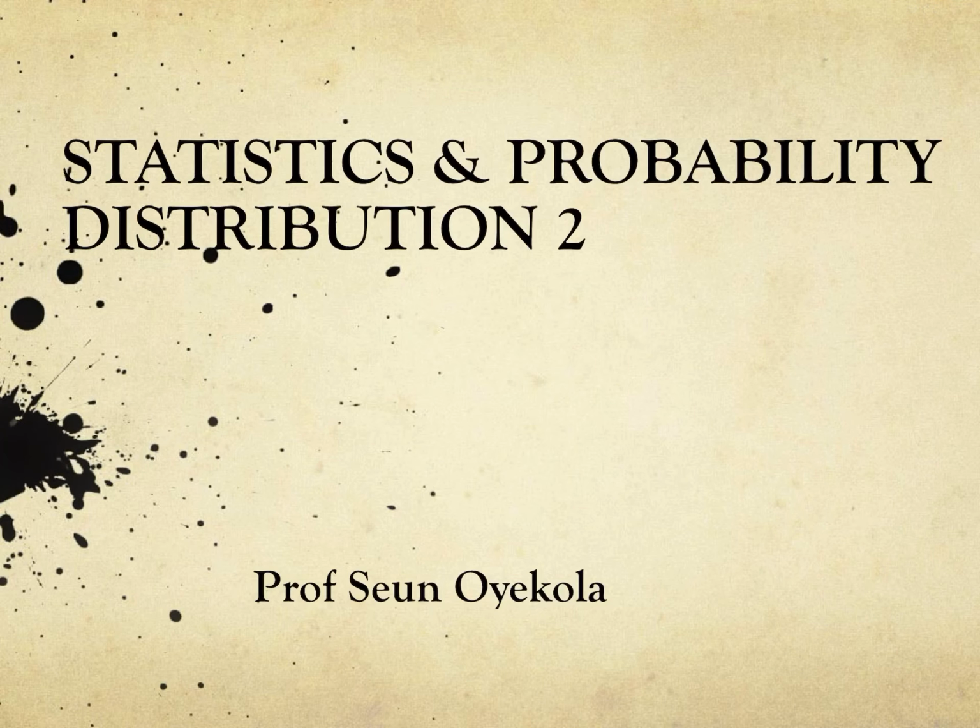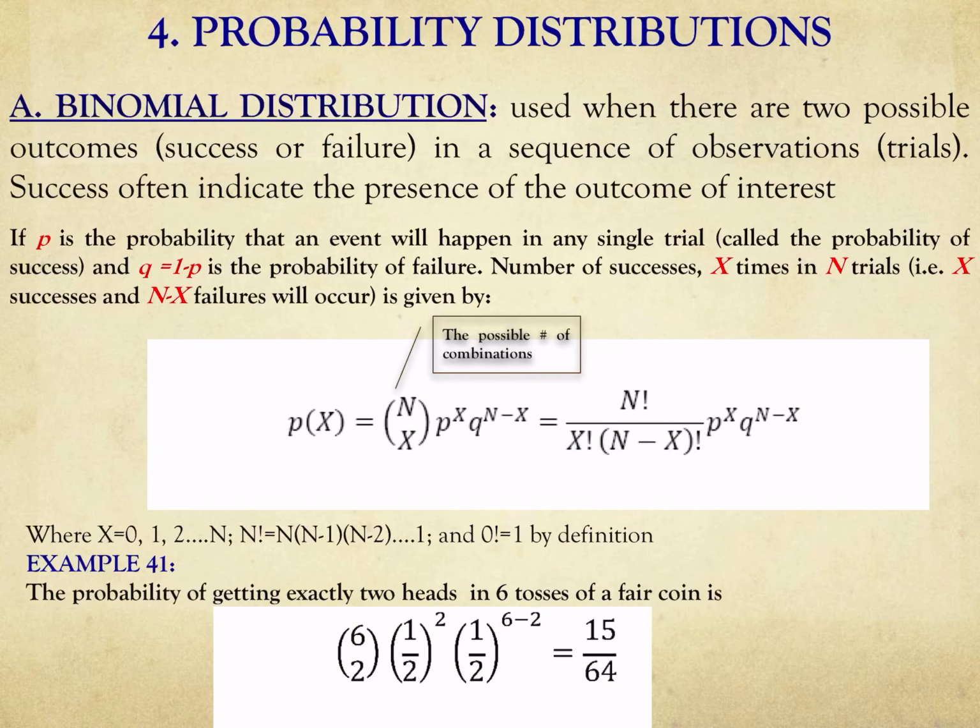Hello everyone. In the second part of our lecture on statistics and probability, our emphasis will be on probability distributions. We'll be looking at two types of probability distributions. There are many other types, but our emphasis will be on just two. The first one is called the binomial distribution.